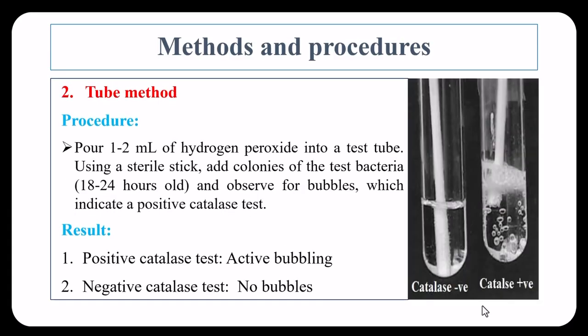In a tube method, we will add 1 to 2 milliliters of the hydrogen peroxide in a clean test tube. Then add a fresh bacteria colony and observe for the bubble formation. The positive will be active bubbles, negative no bubbles, and strong bubbles in the tube indicate the catalase positive bacteria.